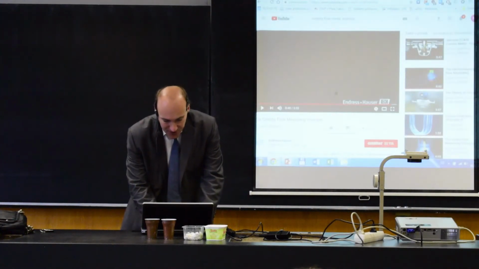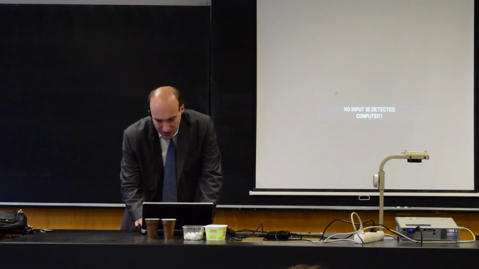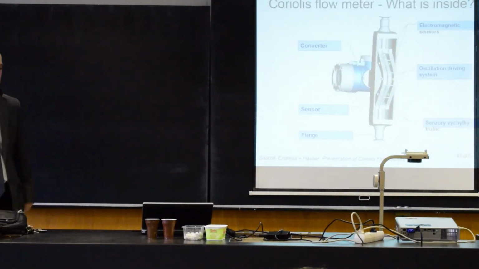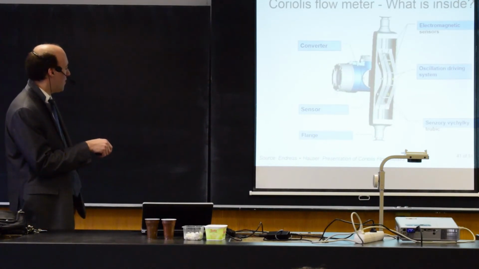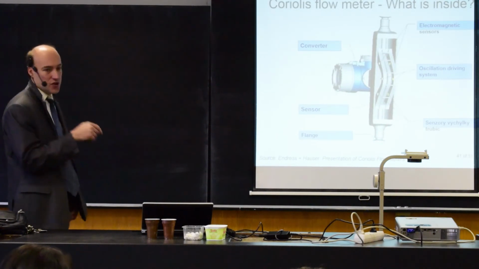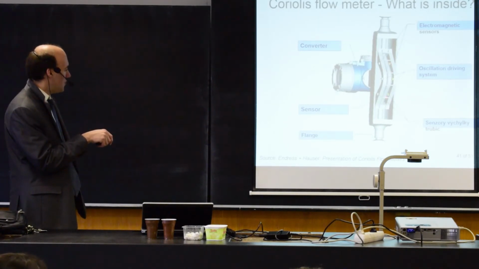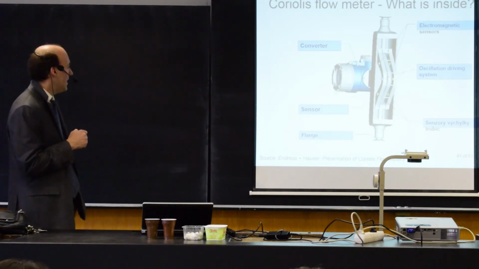Okay, so now again let's take a look at what's inside. Inside we need to have the tube that we make oscillate. If you take a Coriolis flow meter apart, it looks like this. Here this is the tube, this is the driving system which applies the oscillations, and those are the two position sensors. We have discussed the position sensors as well.